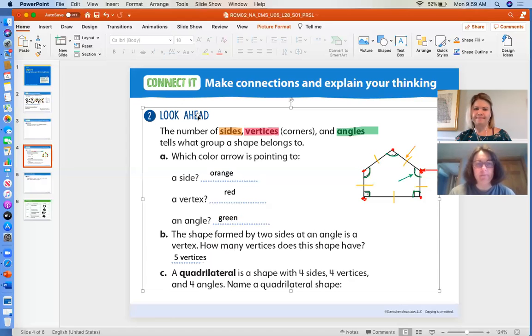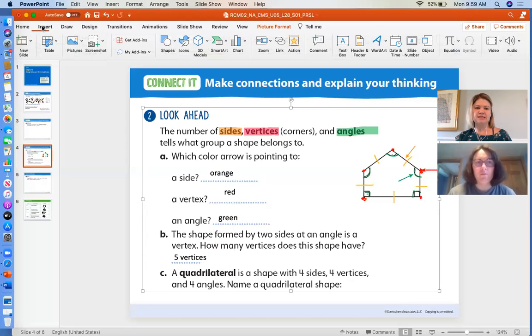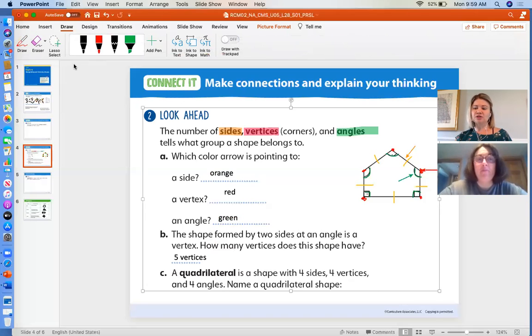Okay. Perfect. All right, so lastly, we're going to be talking about quadrilaterals. So a quadrilateral is any shape that has 4 sides, so the lines, right? 4 vertices, the points, and 4 angles, so the inside.